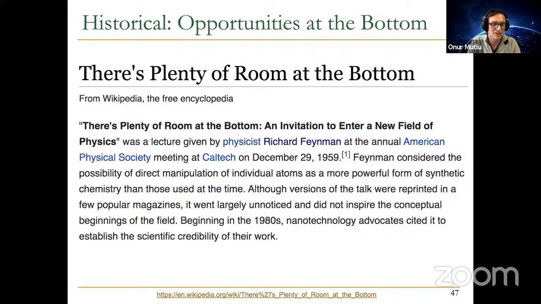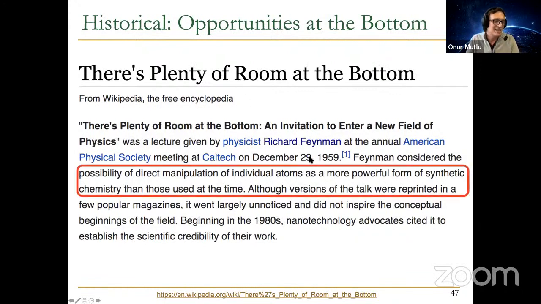So many people probably know about Richard Feynman. He is a famous American physicist. He won the Nobel Prize at some point in his life. But basically, he's known for many things, especially for his passion for teaching. I think that's very important. But he's also known for this phrase, there's plenty of room at the bottom. And what he meant when he said this in 1959 was that essentially devices and circuits, mostly devices actually, present a huge opportunity for us to improve and innovate the systems that we're designing.